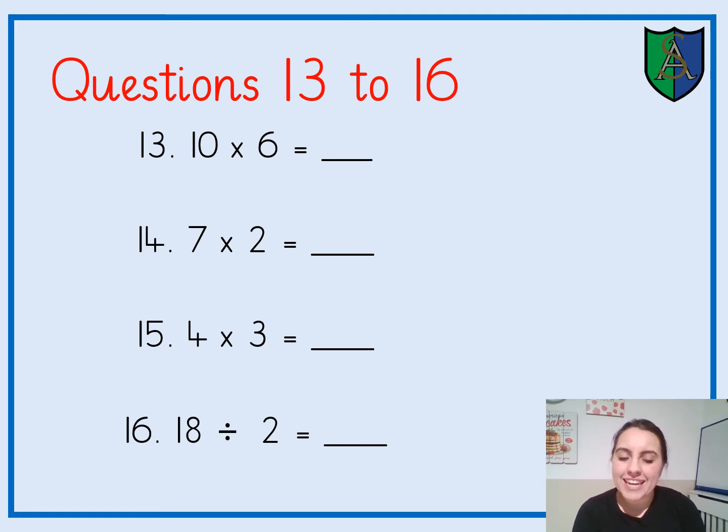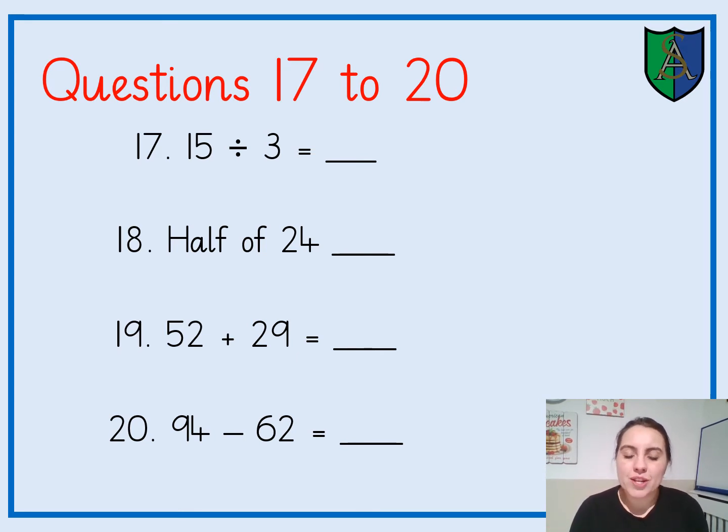Question 15 is 4, 3, something. Let's try that again. Question 15 is 4, 3, something. Question number 16 is 18, 2, something. And again for question 16: 18, 2, something. Excellent. Okay, next slide.